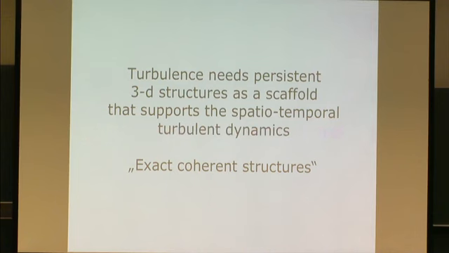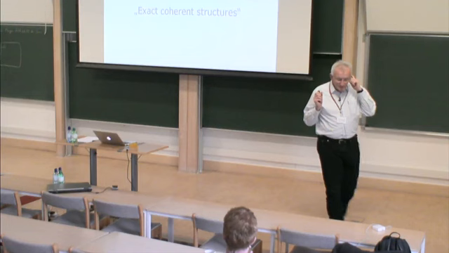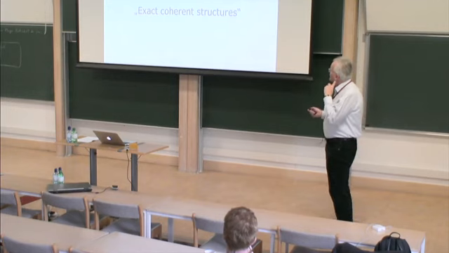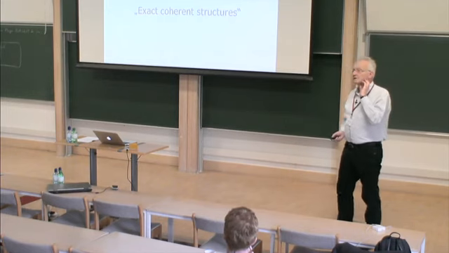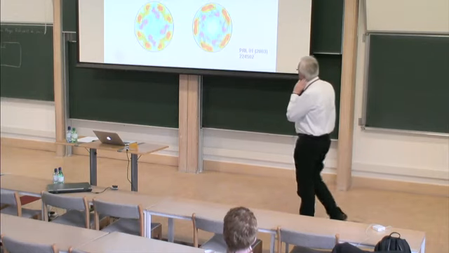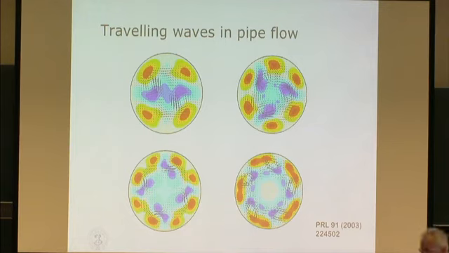And these are these exact coherent structures. And they have been identified in pipe flow, in plane Couette flow, and in all the other flows that show a transition where the laminar profile is stable, but you still get some turbulence. So we need these coherent structures. This is a few of them, examples for pipe flow. So we see here a cross-section of the pipe.